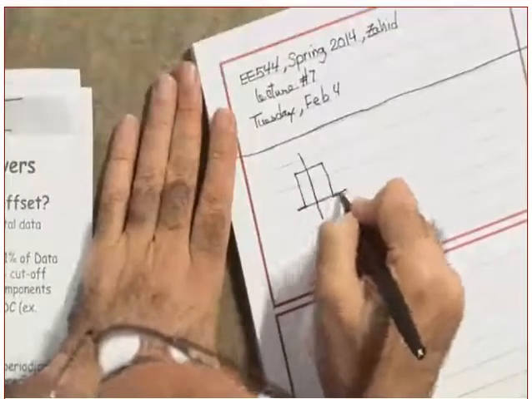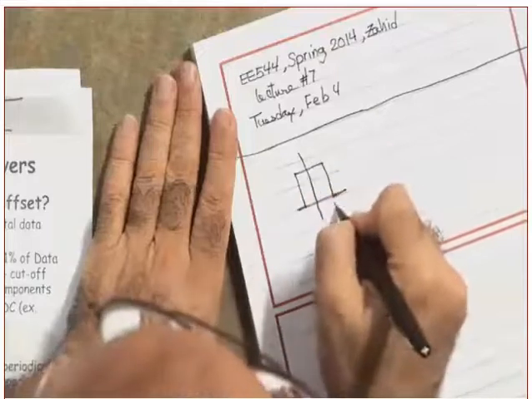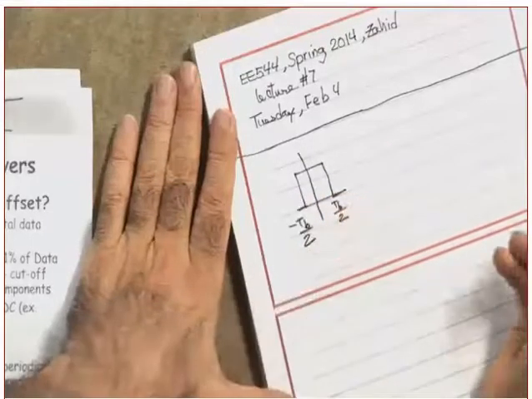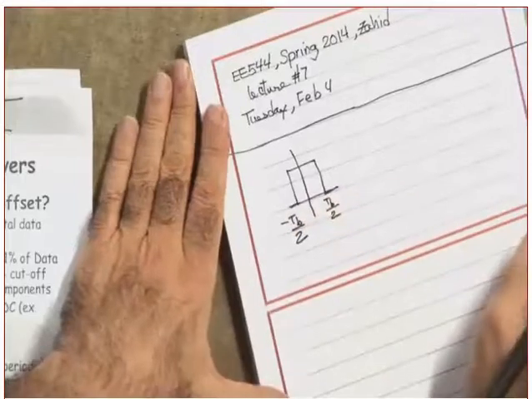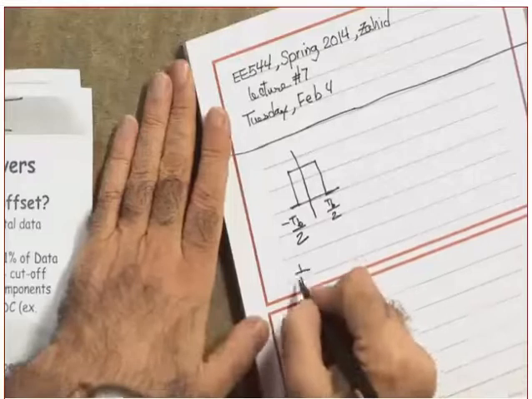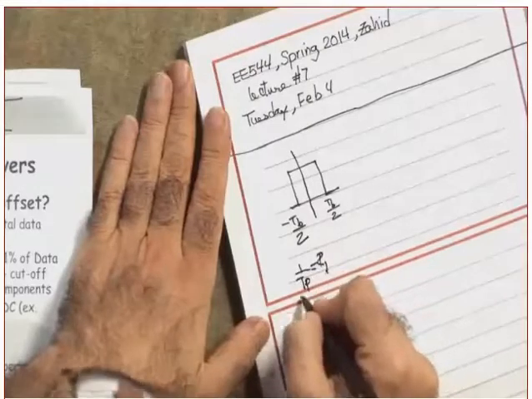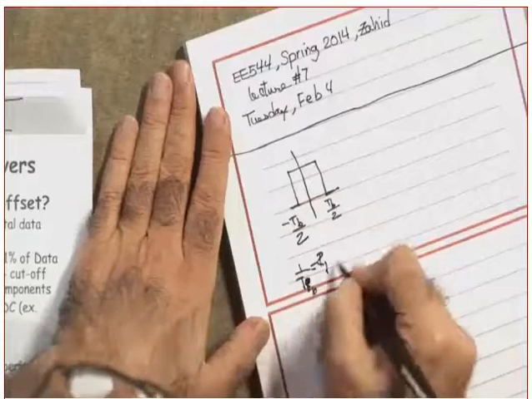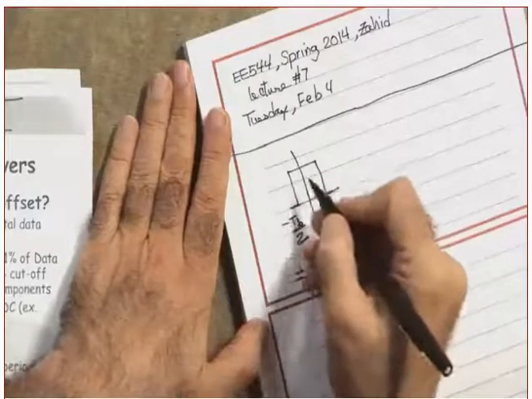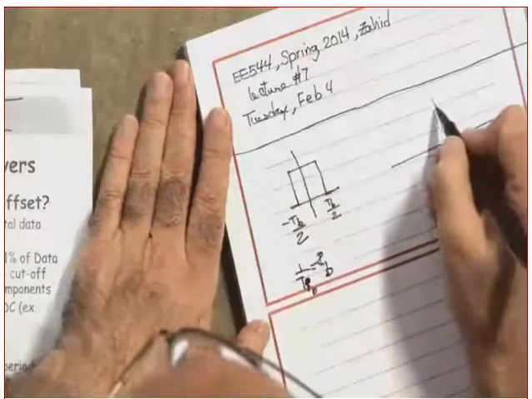This is the pulse, just a single pulse. From here to here is minus TB over 2 to TB over 2. What is TB? TB is the pulse duration. And what is 1 over TB? 1 over TB is the bit rate. What is the frequency response? What is the Fourier transform of this pulse? It is a sinc function.